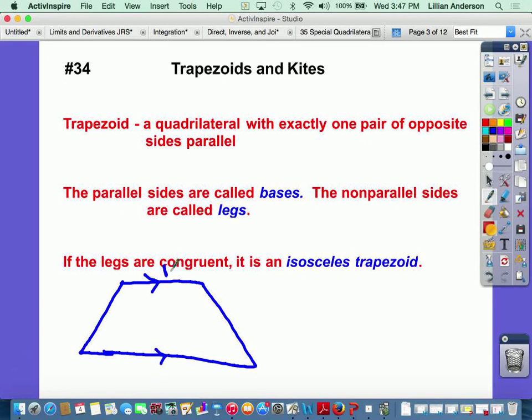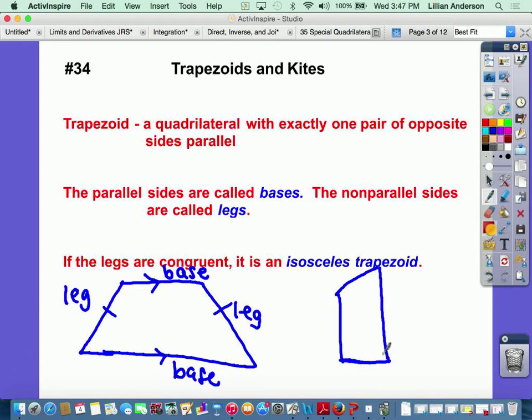These parallel sides are called bases. Okay? The two non-parallel sides are called legs. Now, if this was an isosceles trapezoid, then that means the legs would be congruent. Okay? So if it's isosceles, the legs are congruent. Don't be confused that the bases will always be on the bottom. You very well could have a trapezoid that looks like this, where the bases are on the sides.